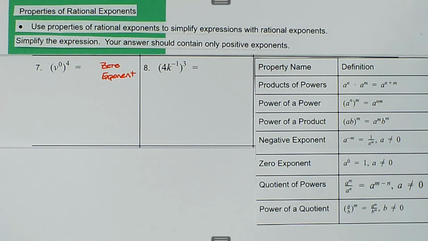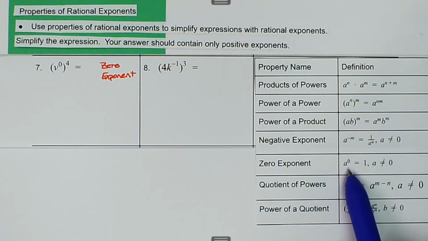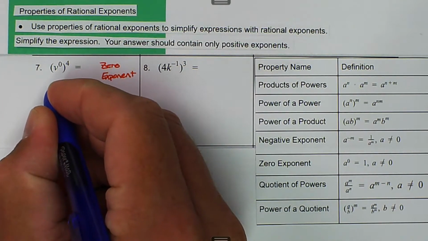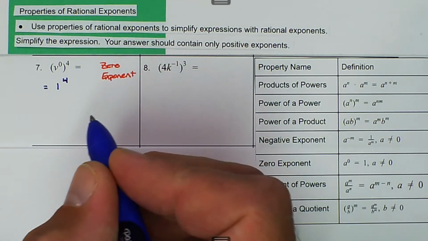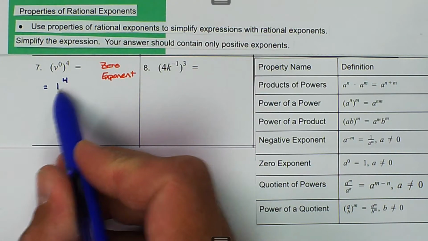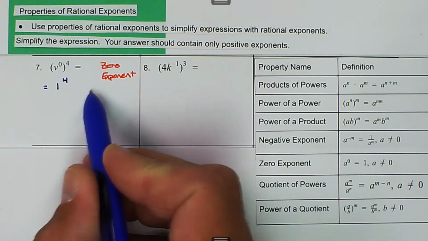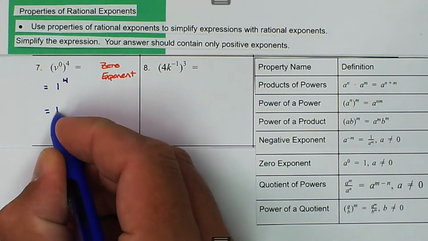So if I do 0 exponent, v to the 0 exponent says anything to the 0 power is 1. So we get 1, and then that's raised to the 4th power. And then 1 to the 4th is 1 times 1 times 1 times 1, or 4 times. So that ends up being just 1.